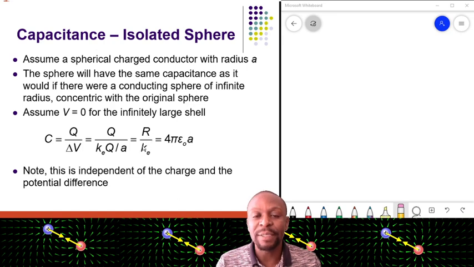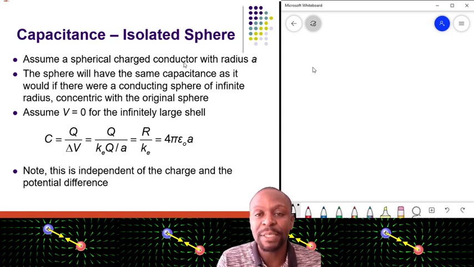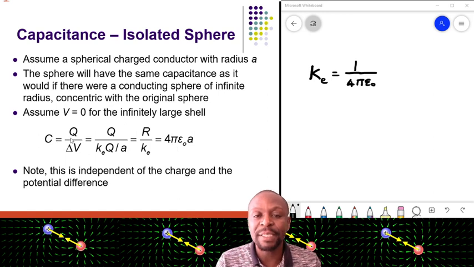Now, if you use the fact that k_e, from the previous chapter, chapter 23, is just defined as 1 over 4 pi epsilon naught, then you can show that the capacitance will just be given by this equation. Now it is very important to note that this is independent of the charge and potential difference. As a result, this is also one of the motives why, when you double the potential difference from the previous quick quiz, the capacitance is not going to change, because it doesn't depend on the potential difference or on the charges.